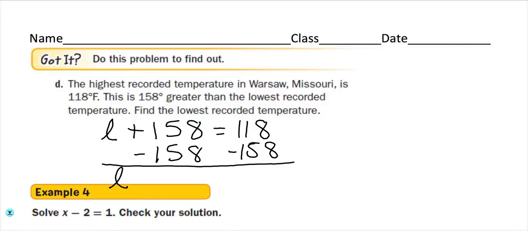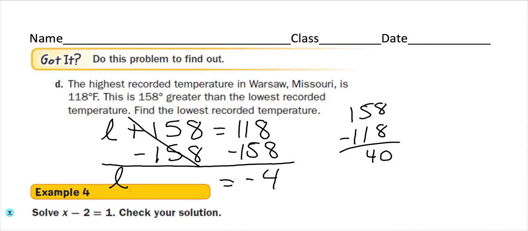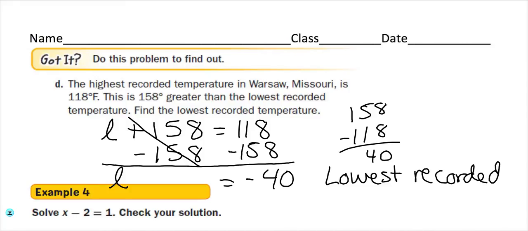Okay, I have a low then. These have canceled, equals, and then we're going to need to subtract because they're different signs. So out here to the side, we need to do 158 minus 118. Remember, we always got to take the bigger number first. So that'd be 0, 4, so 40 degrees. And it's going to be negative, so negative 40. All right, so the lowest recorded temperature was negative 40 degrees Fahrenheit.